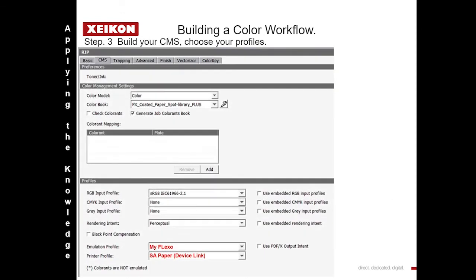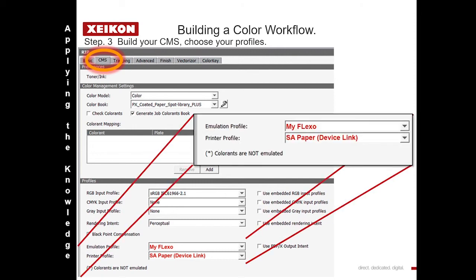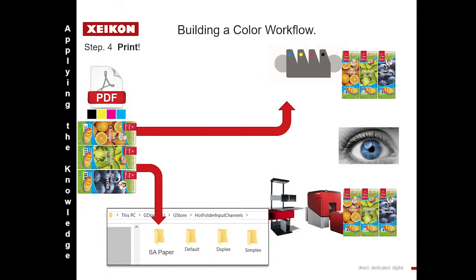The next thing we need to do is create a new job ticket and possibly a hot folder. I would suggest a hot folder is a good way of managing your print work. And here we're creating one called SA paper. So we've installed our profiles and now we are going to make a new job ticket. And then finally we will go within that job ticket to the CMS section and the color management section. And we will load the emulation as MyFlexo and the self-adhesive paper device link profile as recommended. And then we print. We're off to the races now, guys. We simply drag and drop our PDF without doing any changes to it to the SA hot folder, and our Zycon will print and look like our Flexo press.